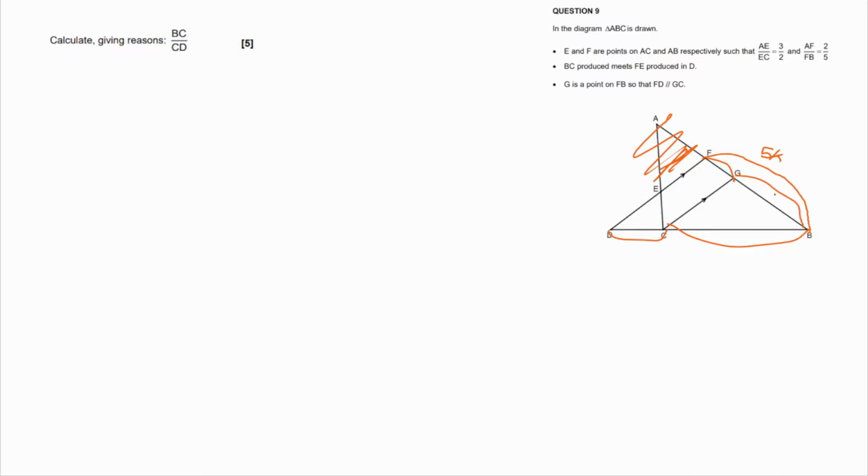So essentially what we're going to have to do is work out GB, and we're going to have to work out FG, because then that will give us this BC over CD. So that's our main goal. I'll write that down for us. We need FG and we need GB. This is our goal. We need to be detectives and we need to find this.